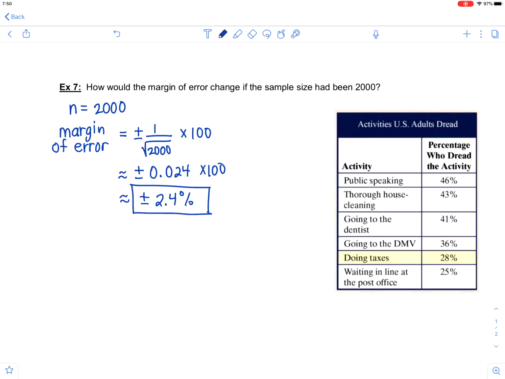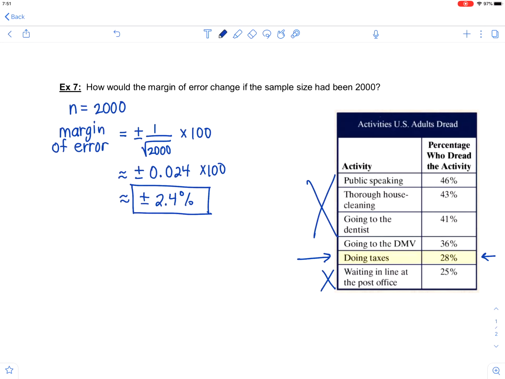So again, what that's calculating, you're just trying to get an idea of how accurate you are with regards to the whole population based on your sample size. So just like we did in the previous example, we're only looking at this line here. None of this is relevant to our question here. We're only looking at the data for what the results were that adults said that they dread doing taxes.